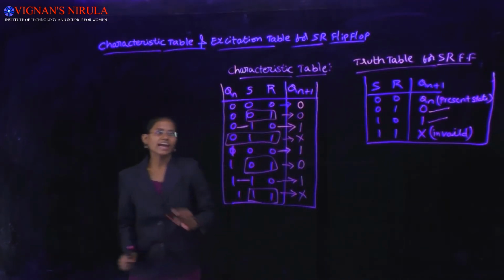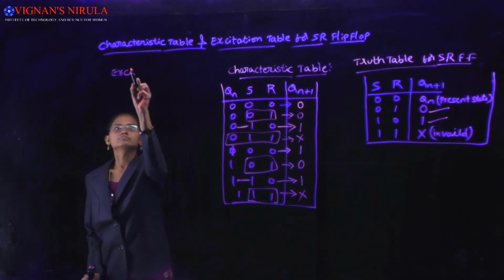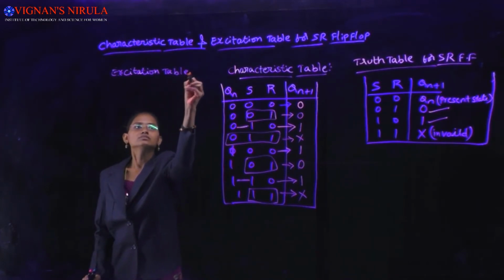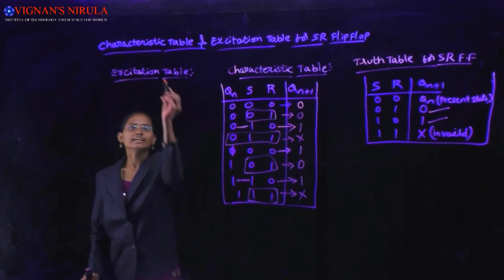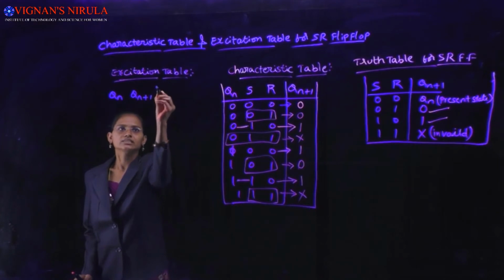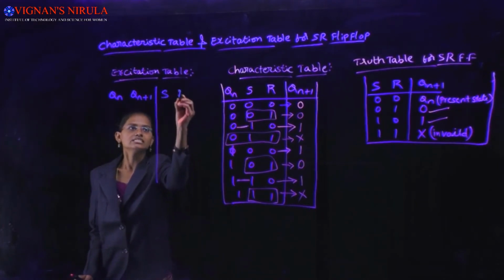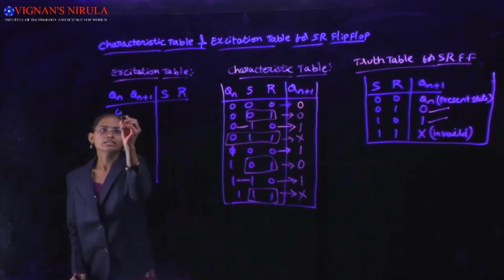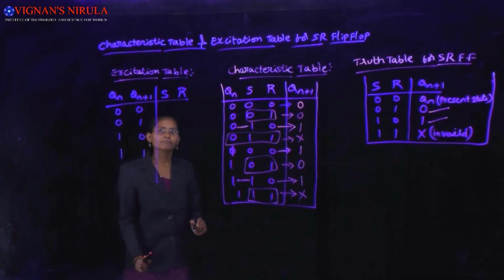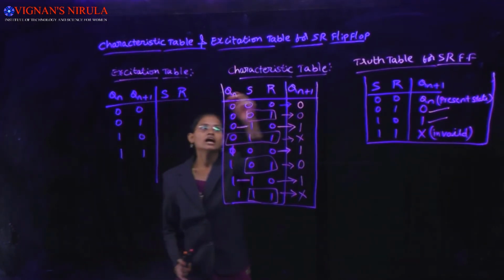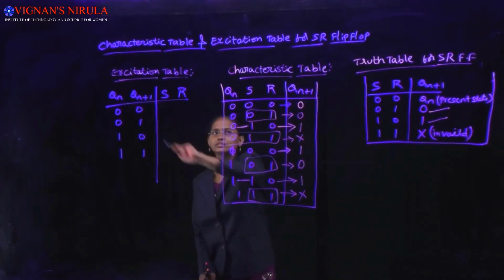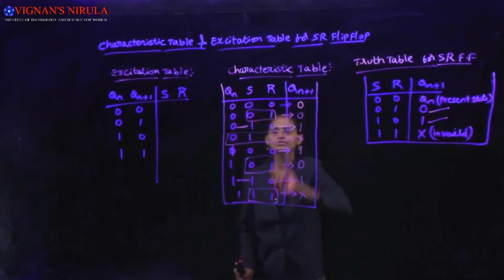Next, see the excitation table. In the excitation table, we are using the present state and next state. Excitation table for SR flip-flop. 0 0, 0 1, 1 0 and 1 1. The excitation table is based on the characteristic table. Here the present state is 0 and the next state is also 0. Qn is 0, Qn plus 1 is also 0.